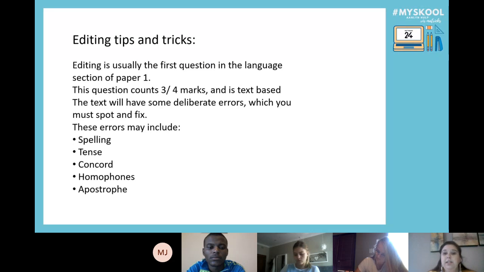Homophones, that's words like there and their. Words that sound the same but have different spellings and meanings. Whose and who's, its and it's, your and you're. Those words that you often have trouble with. They like to ask those. And then lastly, the apostrophe. When and how to use the apostrophe in order for it not to be a spelling error.